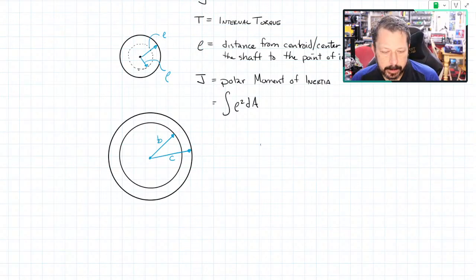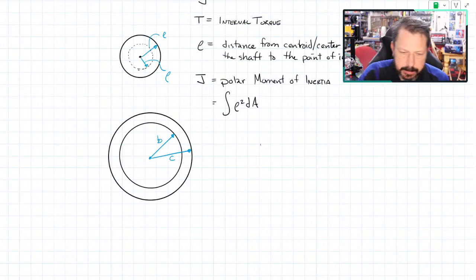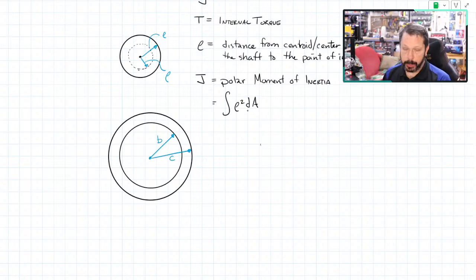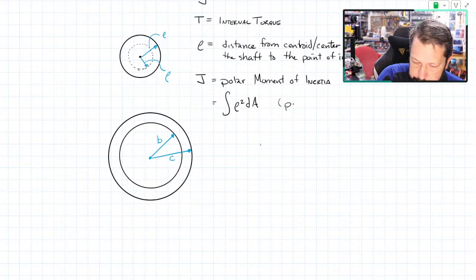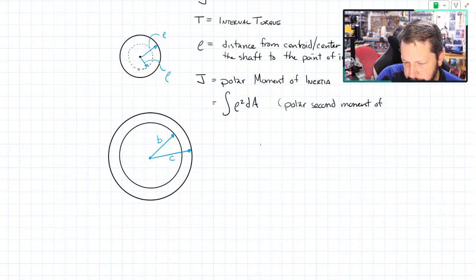Now, we will apply the integral of rho squared dA to this. Sometimes, just so you know, I don't know if you remember, integral of y squared dA was the moment of inertia, sometimes called the second moment of area. This one is also a second moment of area, it's just polar. So the polar second moment of area.